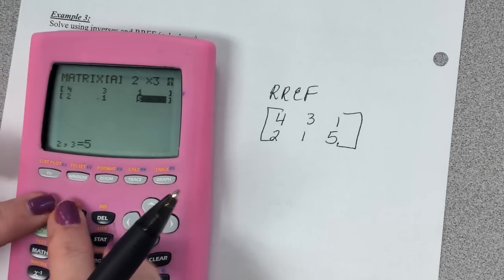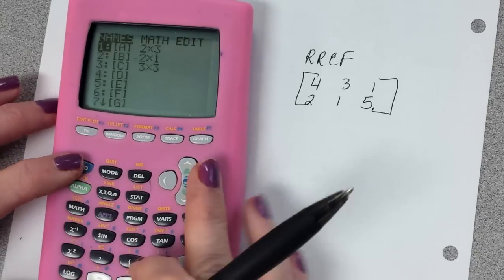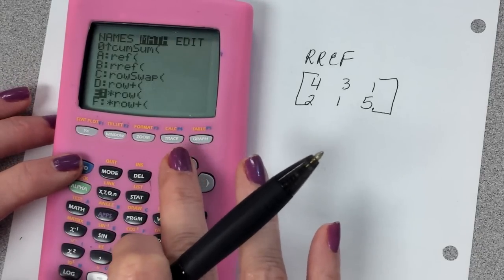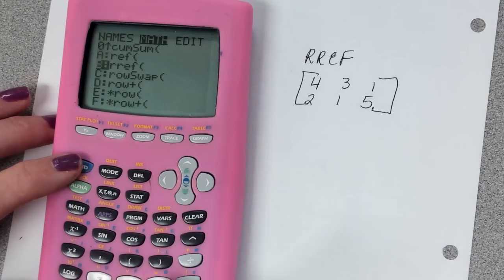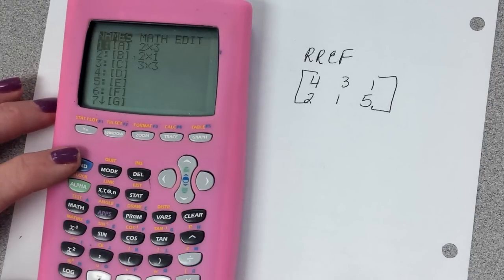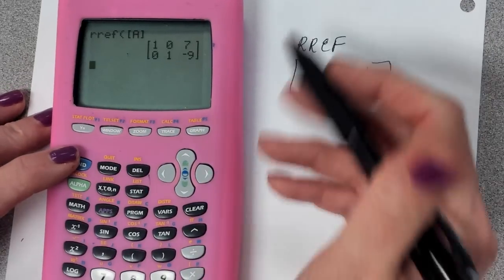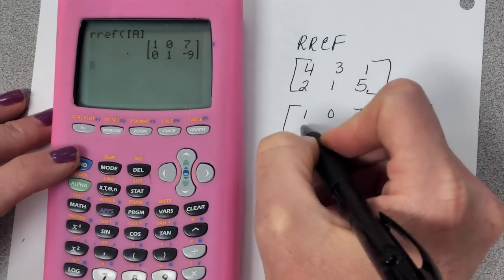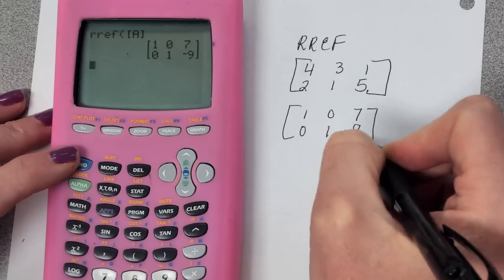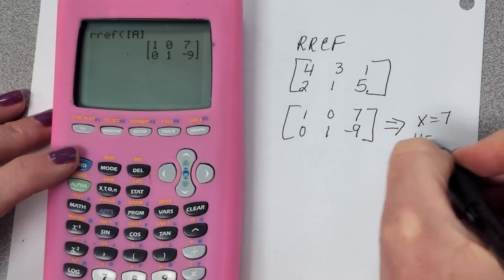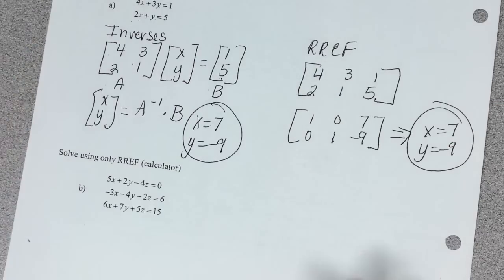All right, so after you get it in, quit, then go back to your matrix, over to math. I bet we can go this way too. Yeah, a little faster going up to get to it. Our reduced row echelon form of matrix A, and it gets the same answer. So we get this 1, 0, 7, 0, 1, -9. And so what that means is that x equals 7 and y equals -9. Same answers. See the difference?